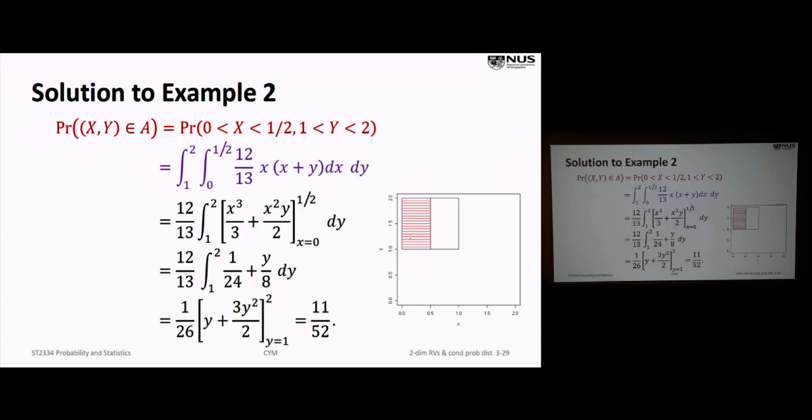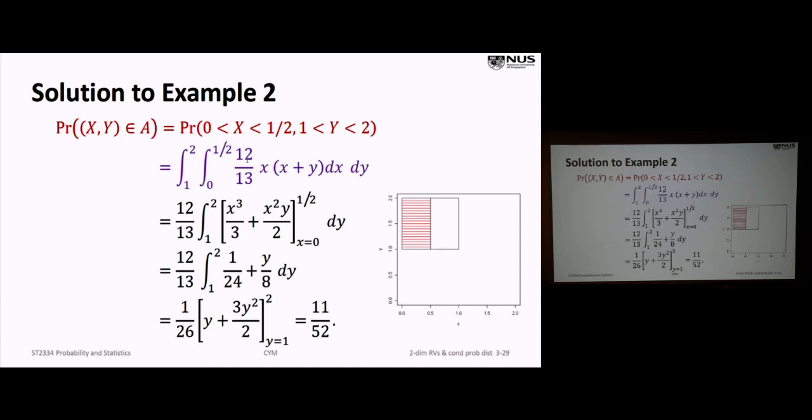Okay, so now if we integrate with respect to x first, x goes between 0 and a half, right? That's this thing here. And y goes between 1 and 2. This is considerably easier than the previous example because we don't have to compute the line y equals 1 minus x. Then we're just in the game of double integration with polynomial functions.